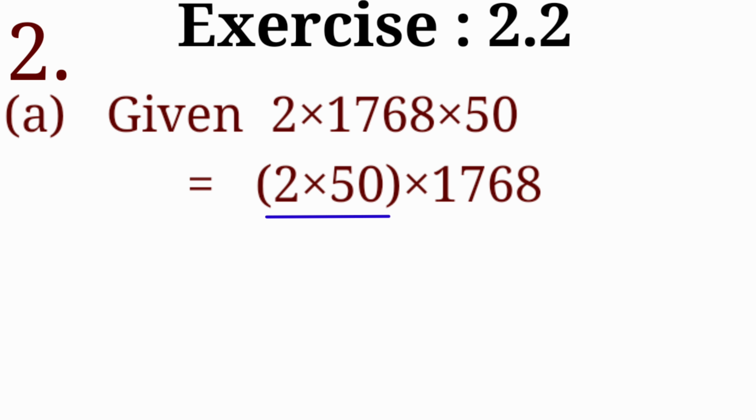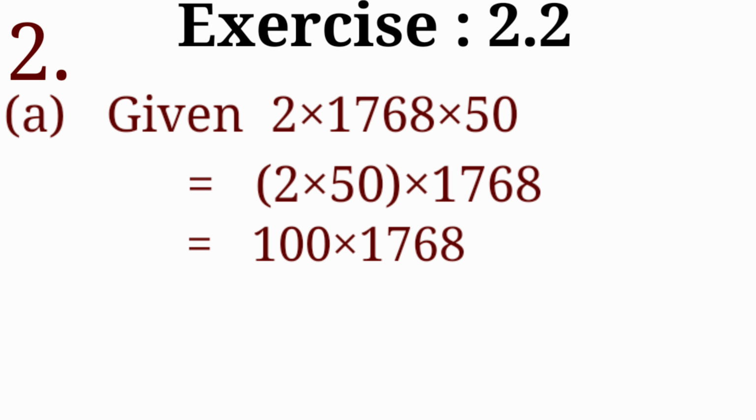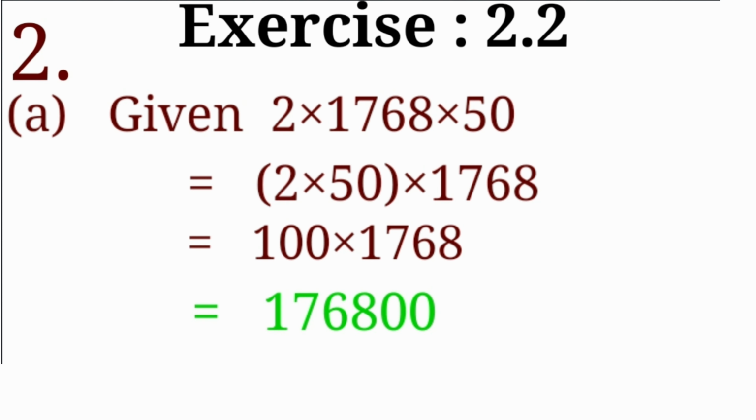As per the rule, we have to solve the bracket first. 2 into 50 will get 100, that is into 1768. So we'll get the answer 176800. Have you seen, students, with the help of rearrangement, how easy it became to solve the question? Verbally only we can get the answer. So this rearrangement helps us make our calculation faster and easier.